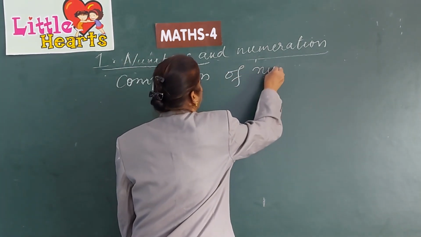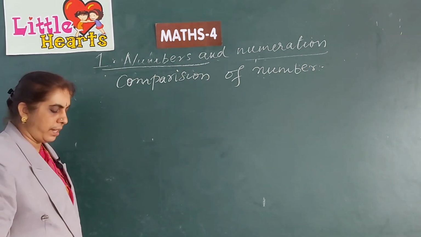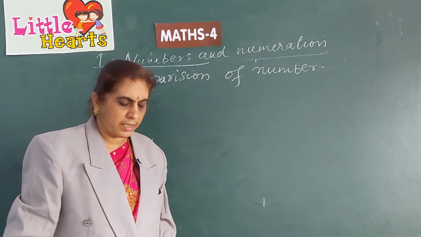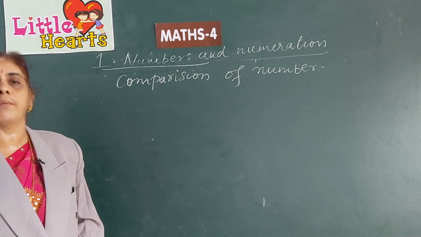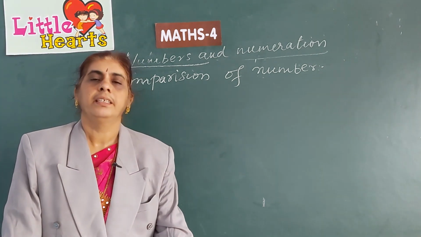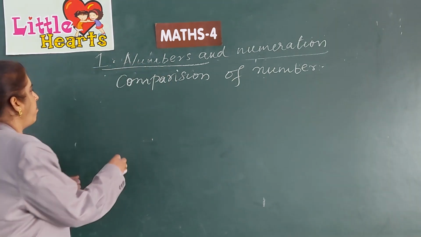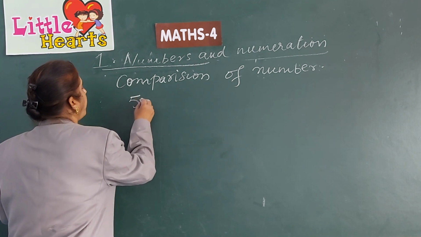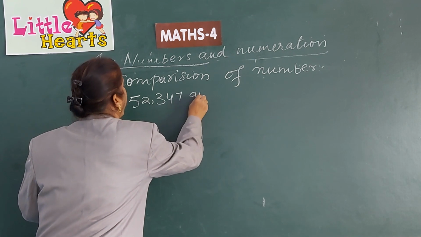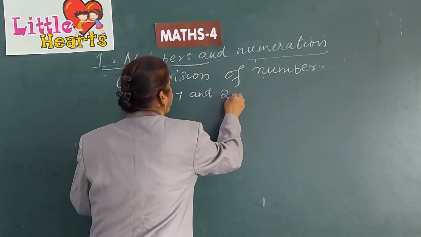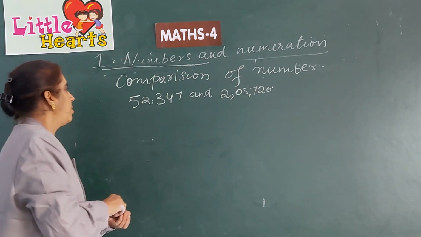Comparison of numbers. Children, already we learnt in 4-digit numbers how to compare numbers. The same rules are applicable to 5-digit and 6-digit numbers. Compare the numbers 52,347 and 2,05,720.